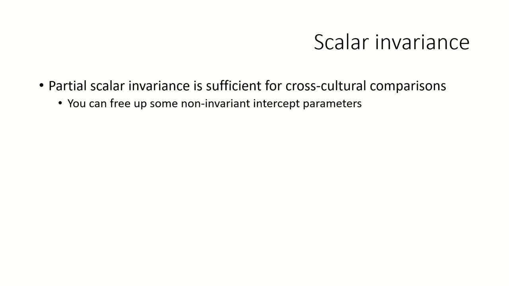So how should we go about this? First of all, partial scalar invariance is sufficient for cross-cultural comparison. So if we have partial scalar invariance, so at least some of the items work in the same way, and some others we basically free the item intercepts up to vary across groups, then we can typically compare our results.